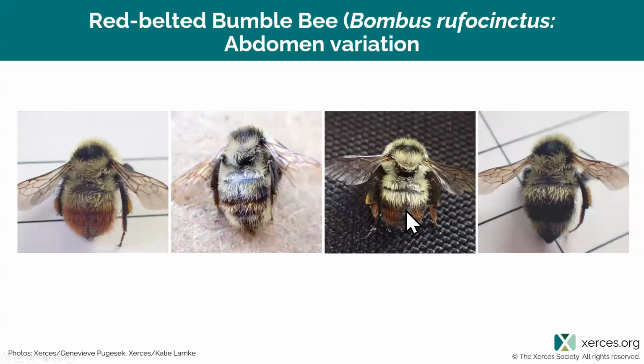Right, and then what's going on below just depends on the individual that you're looking at. Sometimes you'll see mostly red hairs, sometimes you'll see mostly black, and then sometimes you'll see that stripe of yellow hairs on T4 and T5. Sometimes you won't. It really just depends on the individual.